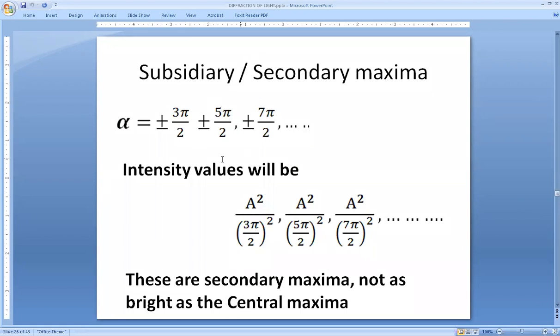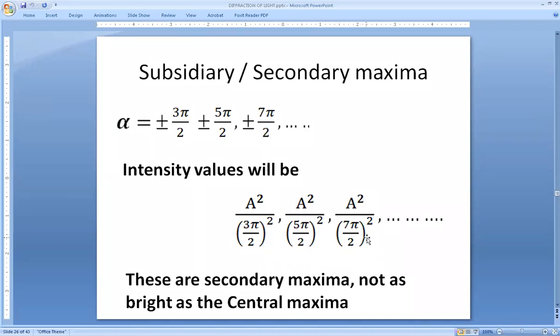Similarly, for the other case with alpha equal to 5 pi by 2, the same sine 5 pi by 2 may give you either plus 1 or minus 1. Anyway, the square is there to save us. So the square always gives you plus 1. So still the numerator is a square, but the denominator is 5 pi by 2 whole square. And for the third one, the numerator once again will be a square, and the denominator will be 7 pi by 2 whole square.